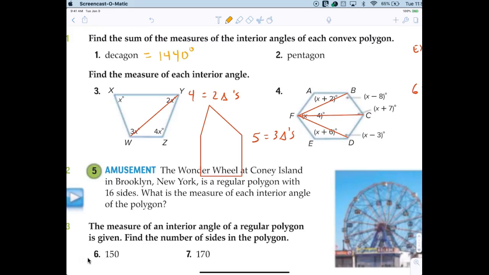1,440 degrees. All right. Remember the key to getting better, and by the way, I looked over everybody's grades, and I'm pretty happy, and I know some of you are not happy. So we've got to change things up.